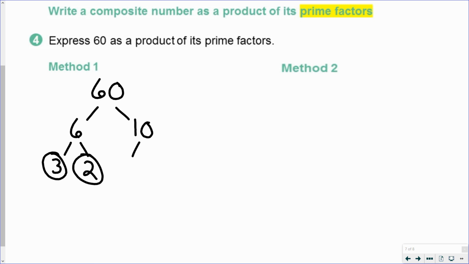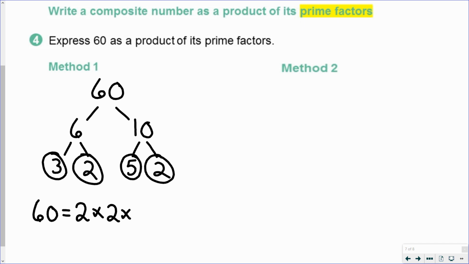10 is not a prime number, so we need to break that down. And to get 10, you take 5 times 2. 5 is a prime number, 2 is a prime number. So to get 60, you can take 2 times 2 times 3 times 5. And I'm okay with you putting that in any order. So if you wanted to write it in the order that you had it, and wrote 3 times 2 times 5 times 2, that is okay. And no matter how you break 60 down into its prime factors, you would still get 2 2s, a 3, and a 5.